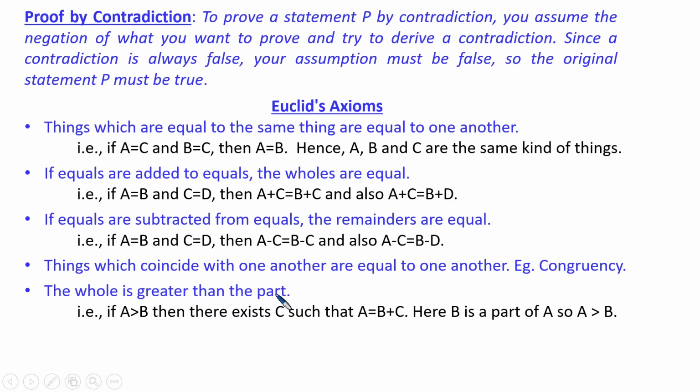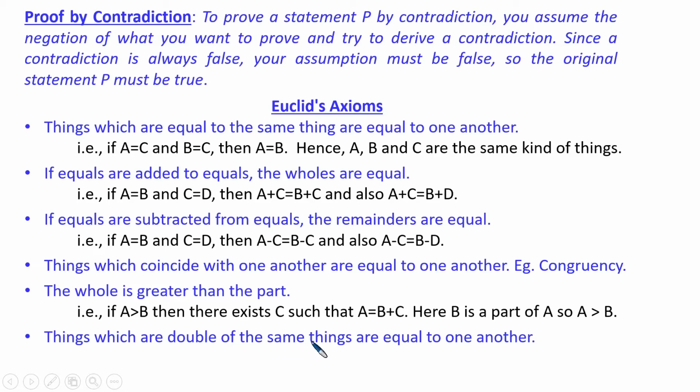The whole is greater than the part. So what it means, the part is a portion which you have taken off. So definitely the whole will be greater than that portion which has been taken out. So if a is greater than b, then there exists c such that a is equal to b plus c, because a is greater than b, so you can have some c, something you can add to make it. So a equal to b plus c, here b is a part of a, so a is greater than b.